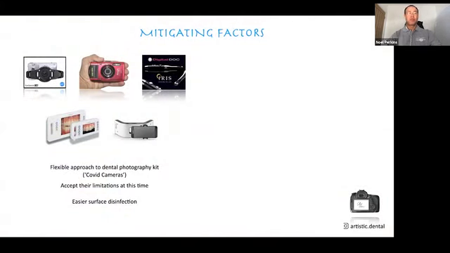Okay, so we've looked at all the different options for photography. As part of our mitigating factors, we should consider perhaps a flexible approach to photography equipment. So maybe have more than one option. And Dr. Alessandro De Vigius coined the term COVID camera. These may be more appropriate to use at this time because you've got easier surface disinfection. And yes, I know there are limitations of these cameras. It's not the gold standard, but be flexible.